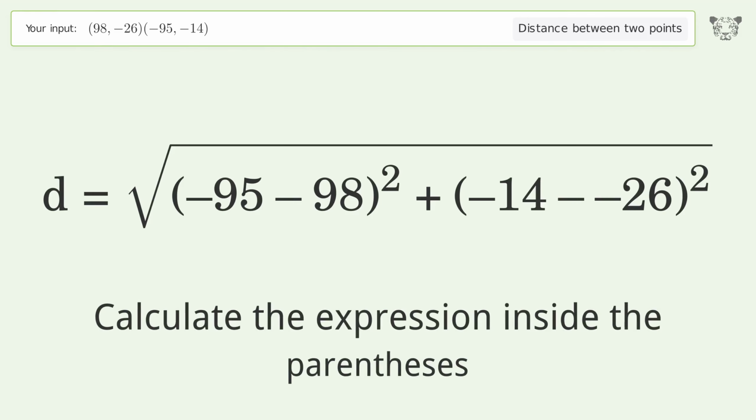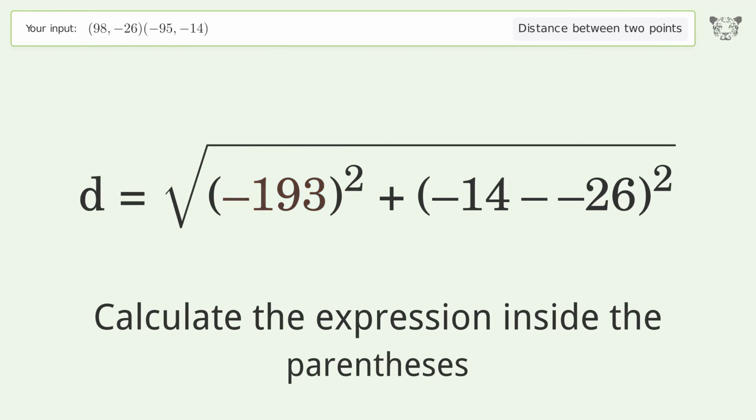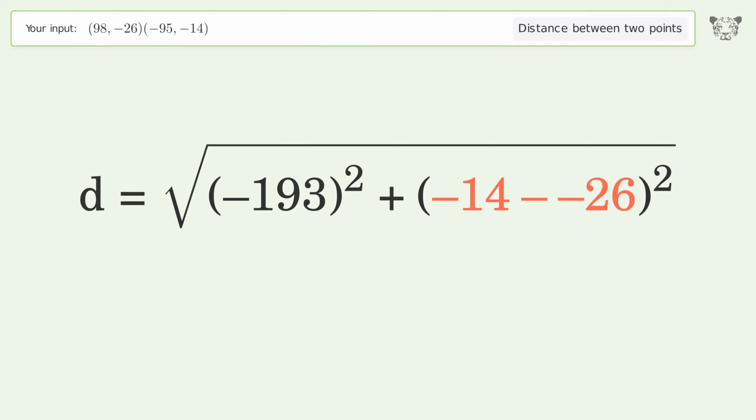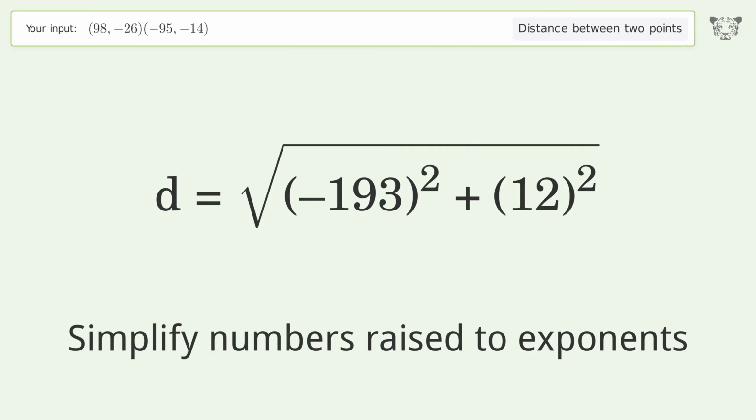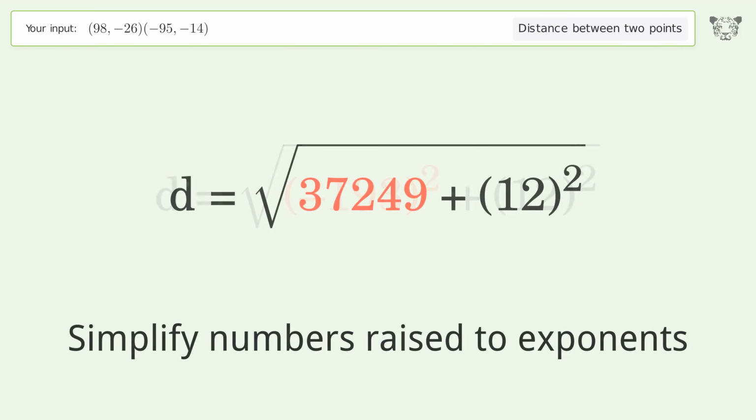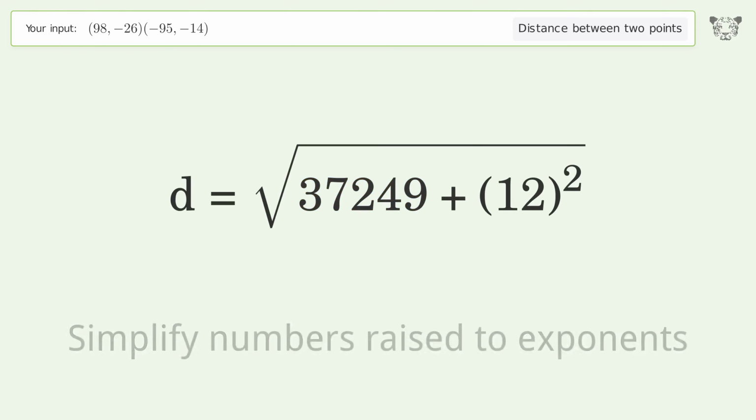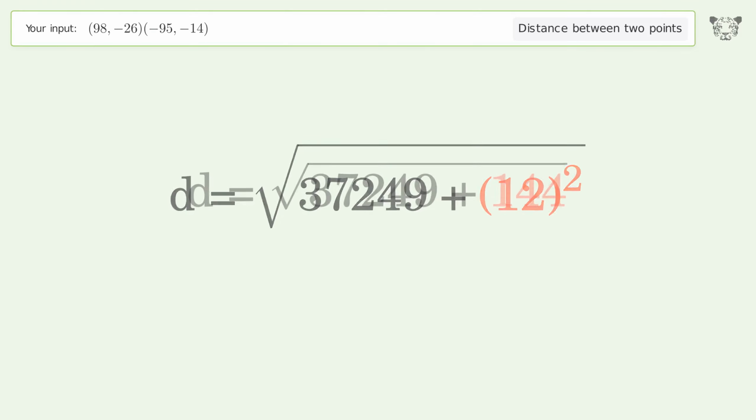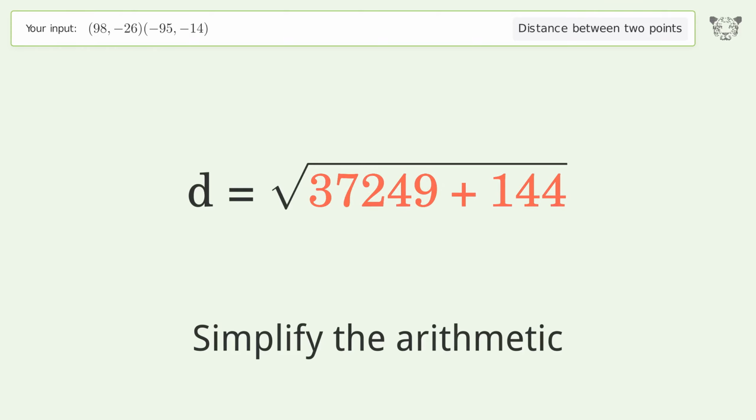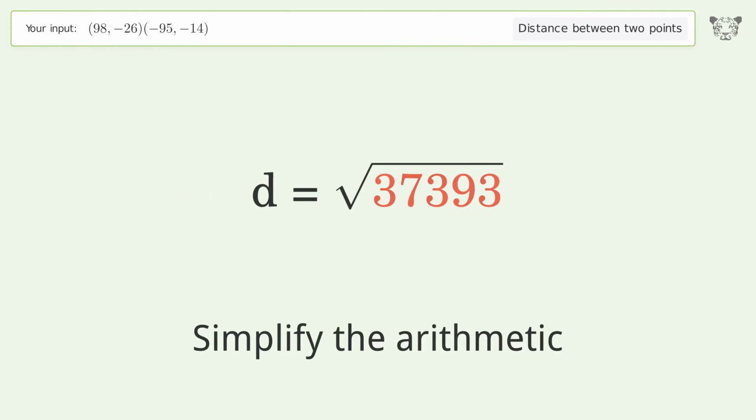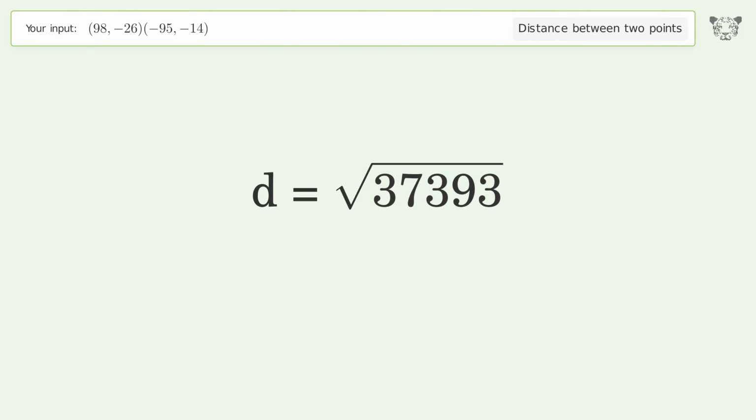Calculate the expression inside the parentheses. Simplify numbers raised to exponents. Simplify the arithmetic. And so the distance between the 2 points is the square root of 37,393 or 193.373.